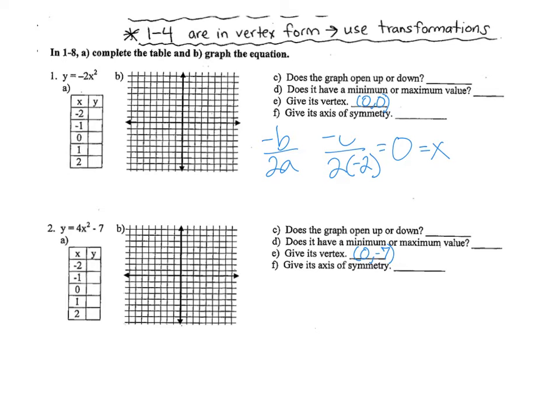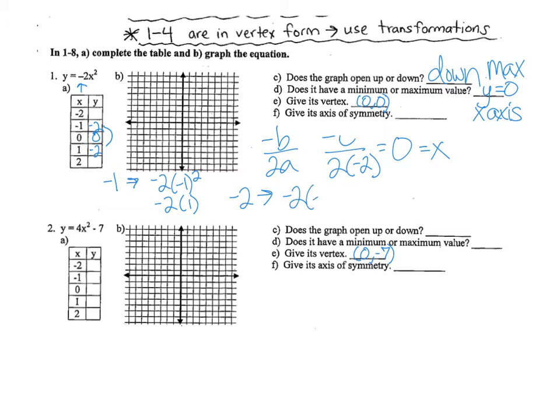On number 1, it's going to have a negative, which means it opens down. That means that my graph is going to max out. Okay? It's going to max out because it opens downward. And it's going to max out at y equals 0, which is also the x-axis, remember? Okay? So I'm going to get 0, 0. Plugging in -1 would get me -2 times 1, which is -2. That means that this one's going to be -2, right? And then when I plug in a -2, I'm going to get -2 times 4, which is -8. But again, these numbers are getting really big, and I'm already going to be off my chart.